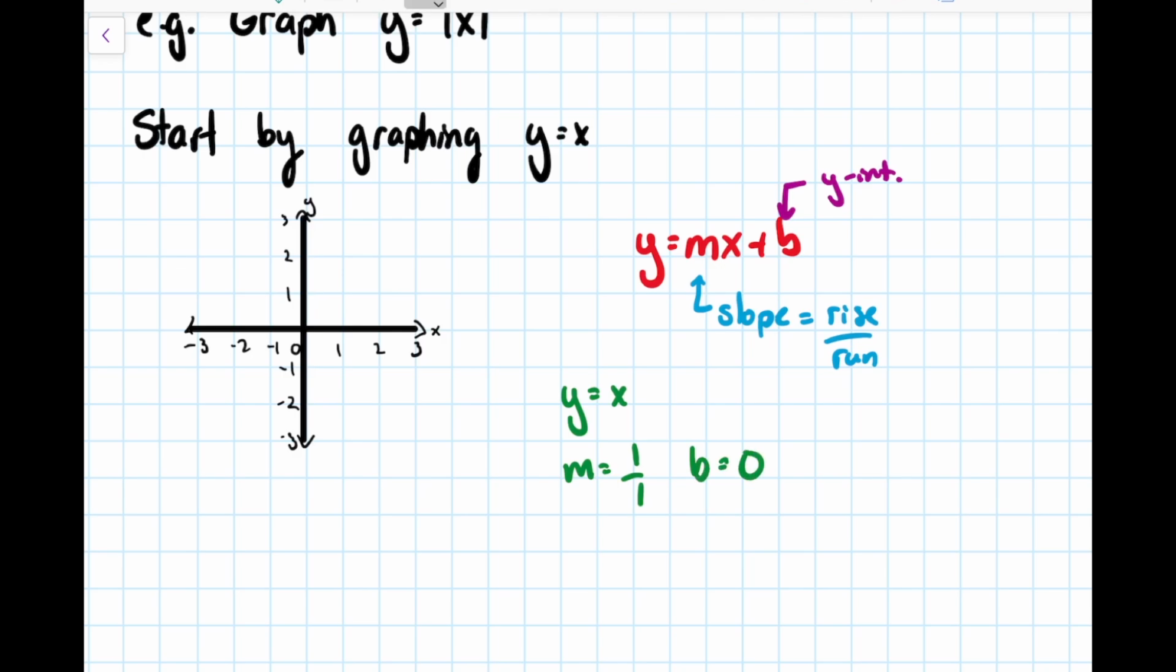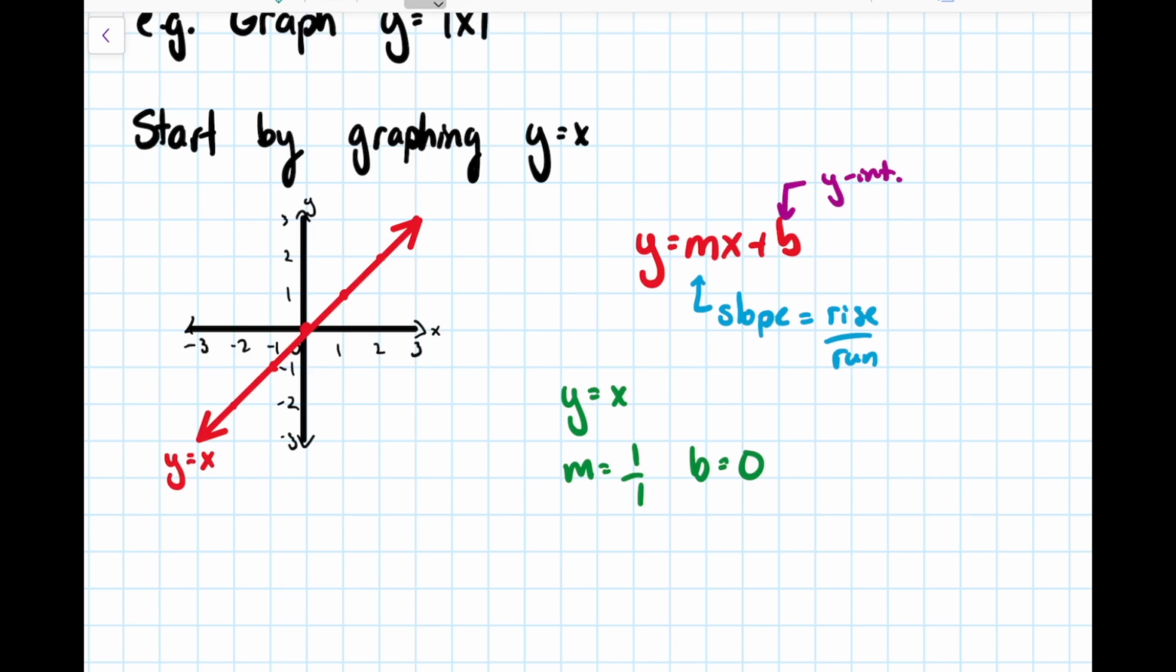So we're going to start with our y-intercept at 0, and then our slope is just 1 over 1, so we go over 1 and up 1, over 1, up 1, and we do that until we get enough points. So we've got points there, and then we can go in the other direction and do the same thing. And so this is y equals x.